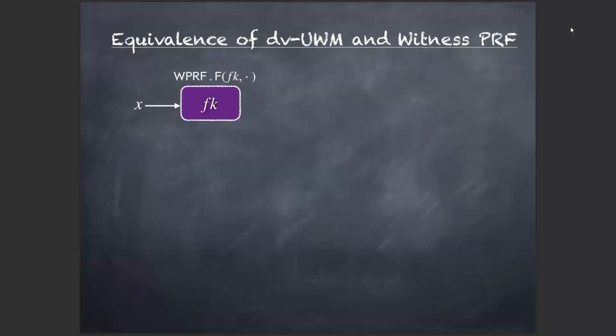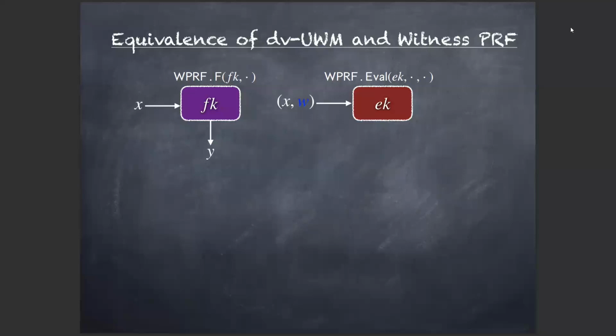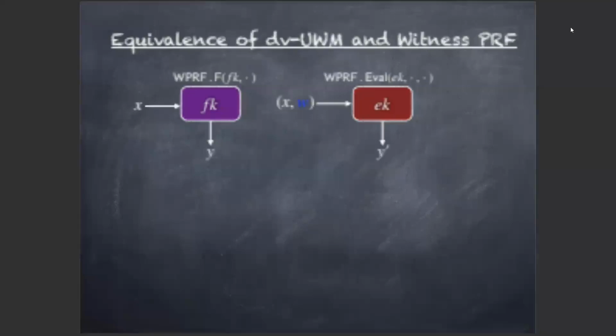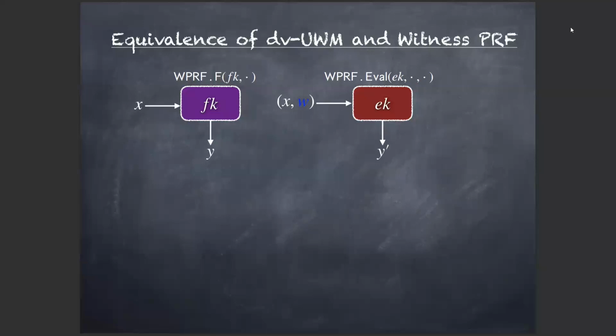Okay, so before showing that, let's define what a witness PRF is. A witness PRF is like a PRF, but the PRF can be evaluated in two ways. First, you have a secret key Fk, and it takes as input X and outputs Y. But there is another mode of evaluating the PRF, which takes a public key, that's the evaluation key, an X, a statement, and a witness, think of it as an NP statement, and outputs Y prime. And you require that if X is in the language, these two evaluations are consistent with each other.